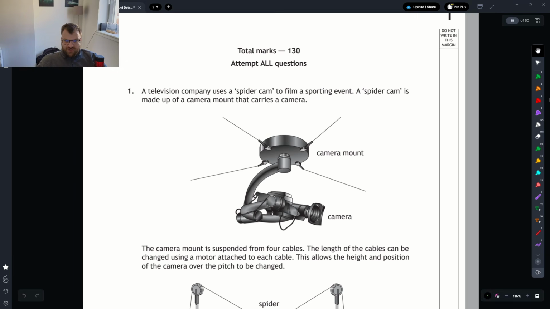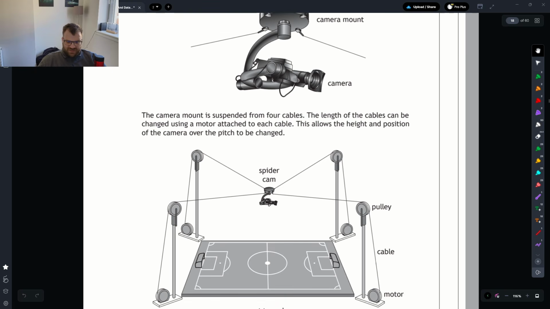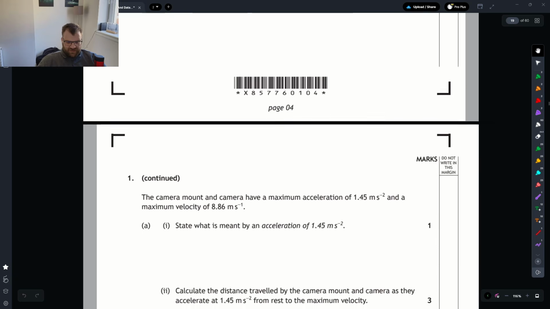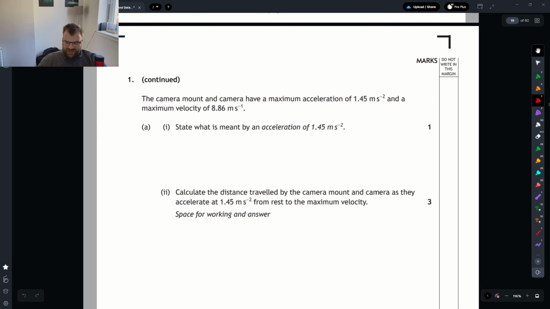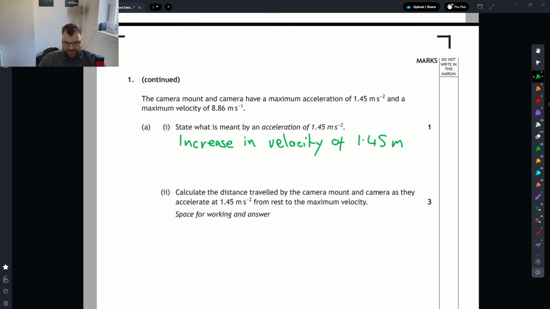Moving on to section 2, we are asked here about a spider cam, which helps film sporting events. We've got cables, and you can move the height and the position and things like that around. First up, the acceleration. That is the change in speed over time. And because they've given us a value, we have to say that exact change that's happening. So it's an increase in velocity of 1.45 meters per second every second.